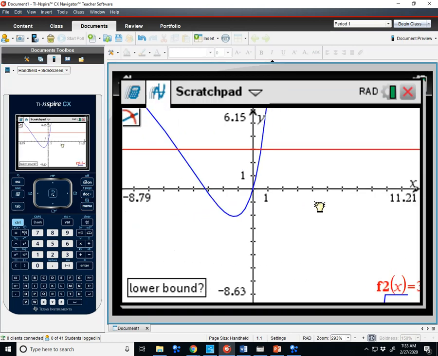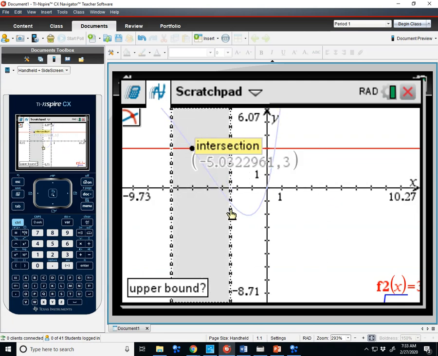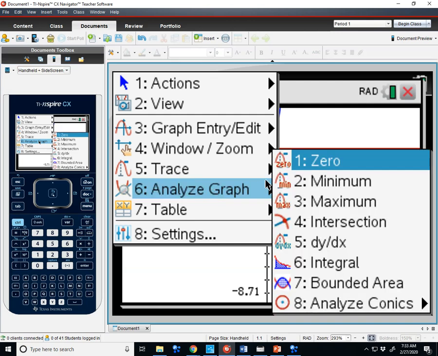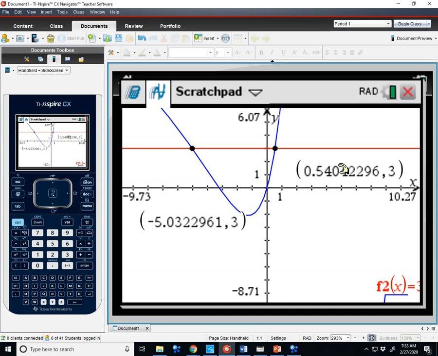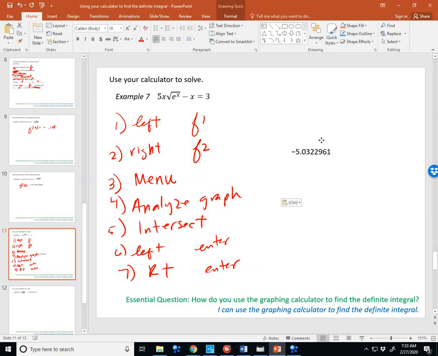This is not something new. We did this last year. Alright, so I'm going to go to the left of it, I'm going to go to the right of it, there's my first point. Notice, the 3 was what we typed in. The answer is just this x. We'll do it again. Menu, analyze graph, intersection, go to the left, go to the right, there's my answer. I'm just going to grab my 2 answers. So get your 2 answers written down.